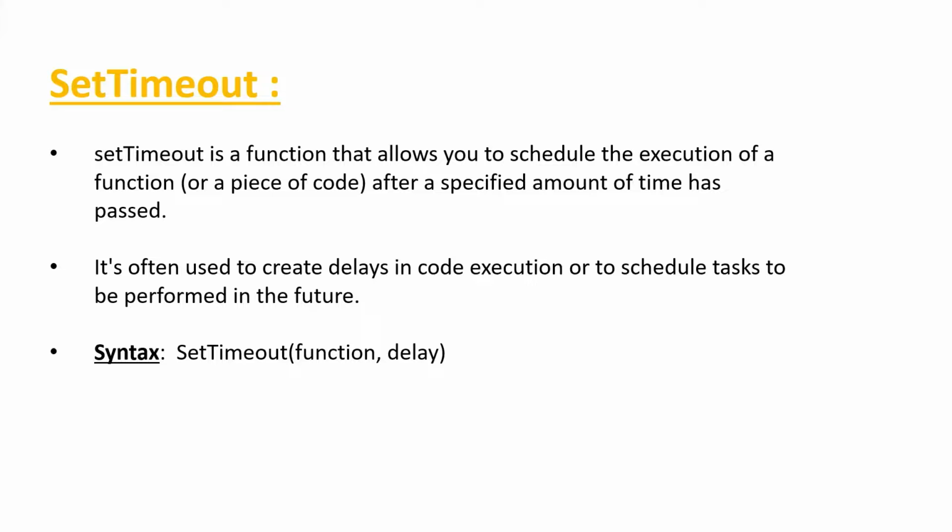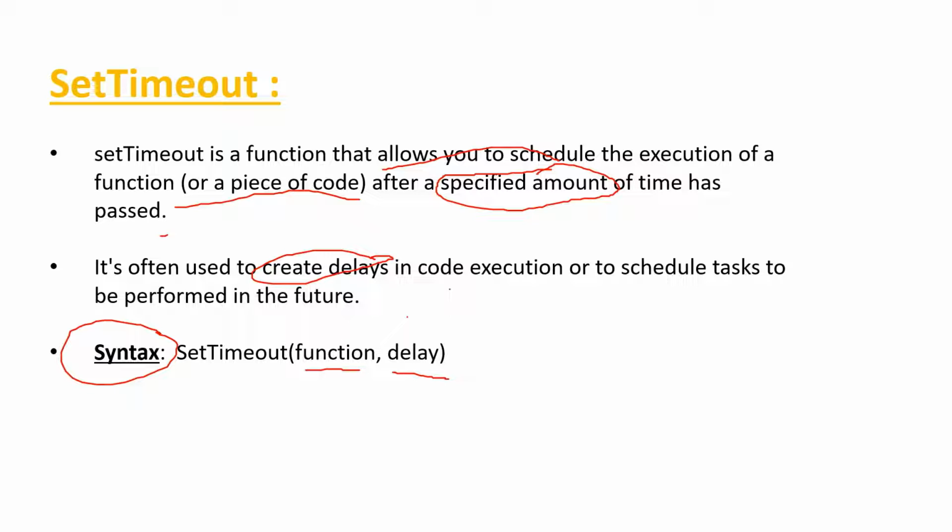So what is setTimeout? SetTimeout is a function which allows you to schedule the execution of a function or a piece of code after some specified amount of time has passed. It's often used to create delays in code execution or to schedule some tasks to be performed in the future. This will be the syntax of setTimeout, which expects the function as the first parameter and the delay as the second parameter.